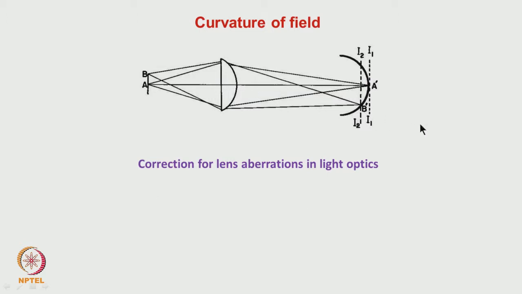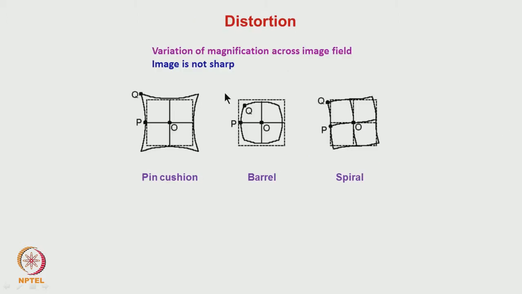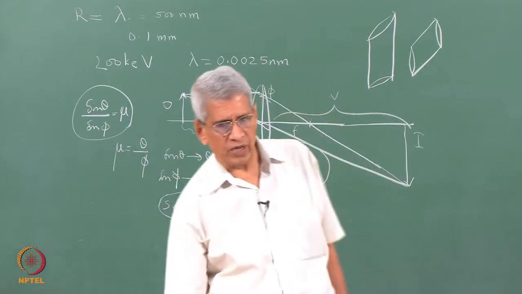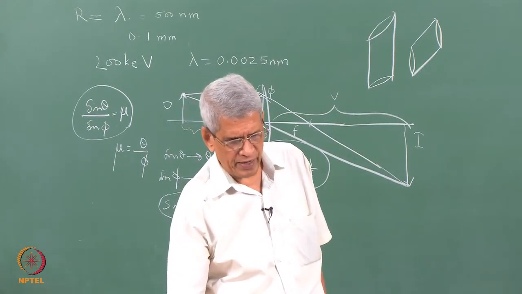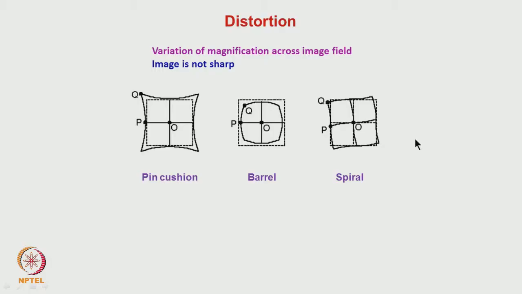How can this be corrected? This can be corrected by using a lens which is essentially a planar convex. If you use it, it will deviate these rays a little bit so that they will be focused at the right plane. This way we can correct the curvature of the field. What are the other aberrations? As I mentioned, variation in magnification across the image field gives pincushion distortion, barrel distortion, and spiral distortion. These are the other aberrations a lens will have.